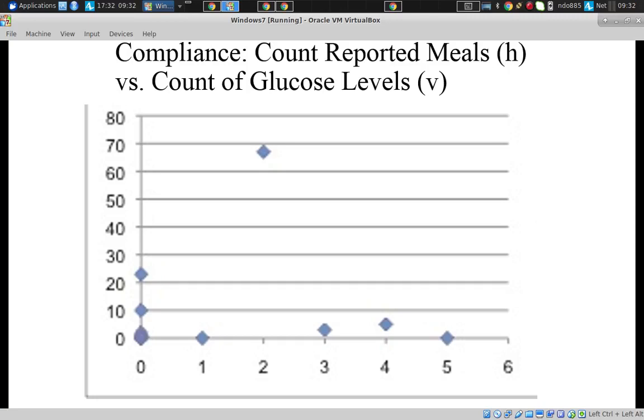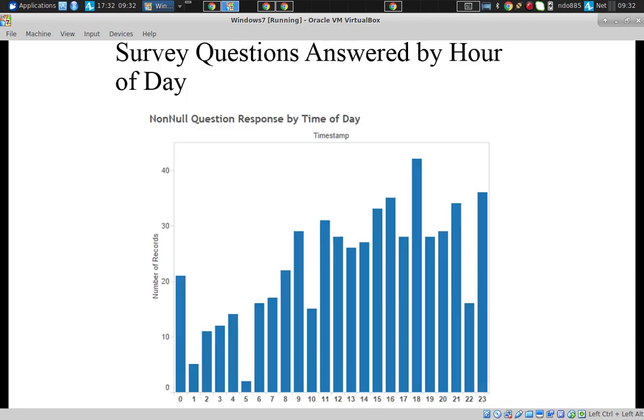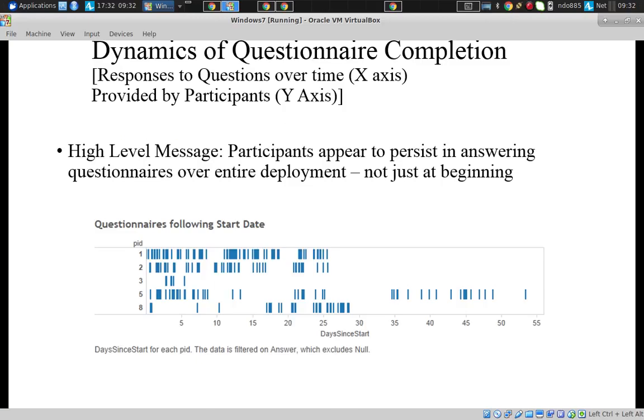And what you'll find here is some people were really, really good at reporting blood glucose, and they didn't really contribute many meals. And some people reported more meals, but very little in the way of blood glucose. And this is really old stuff, but from newer studies, we have more indications. But the point here is that we have some studies in which those using the phone are reliably answering on-device questionnaires in terms of keeping the questionnaires answered.